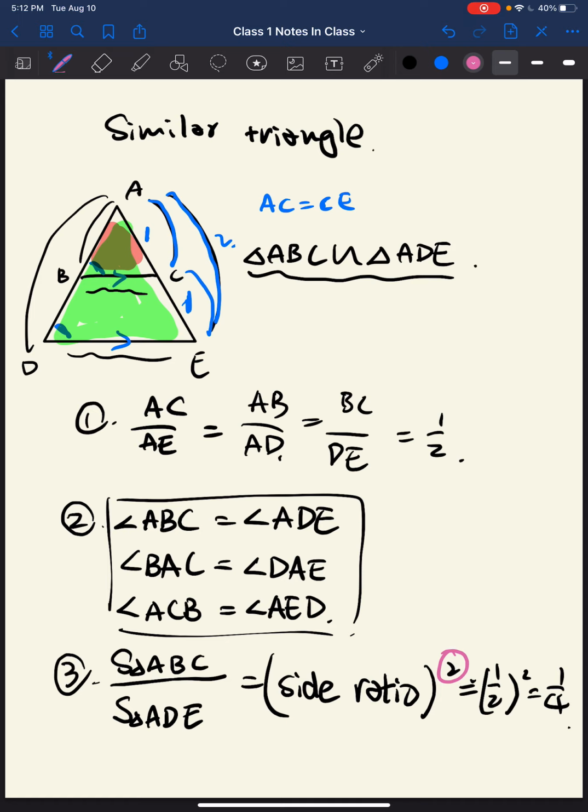The reason why we square it is that the area of a triangle is base times height over 2, right? And for a similar triangle, it's basically shrinking. So you shrink the height by 2 and you shrink the base by 2. Since you're multiplying them, you're shrinking by 4 in total. Therefore, the area ratio is the side length ratio squared. And basically, that's all I have for today.